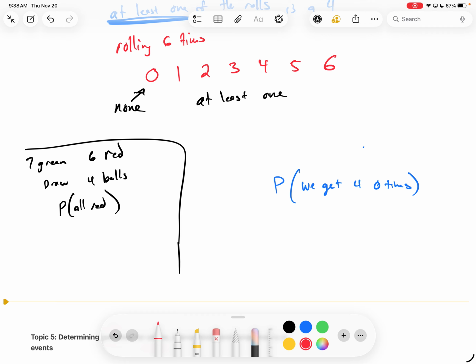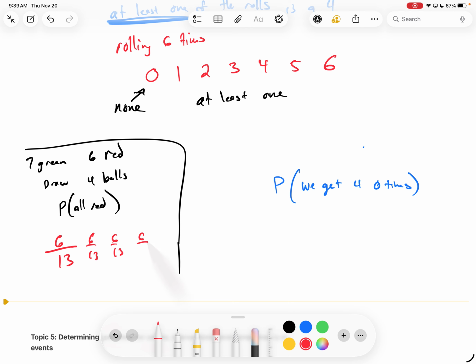So what if we found none and then just did 100% minus whatever number we get? Does that make sense? Like I said, this is just a variation of this problem. It's not a fun one. So what's the probability we get a 4 zero times? Well, what's the probability I don't get a 4 on just one roll? If I roll a die, the probability that I don't get a 4.